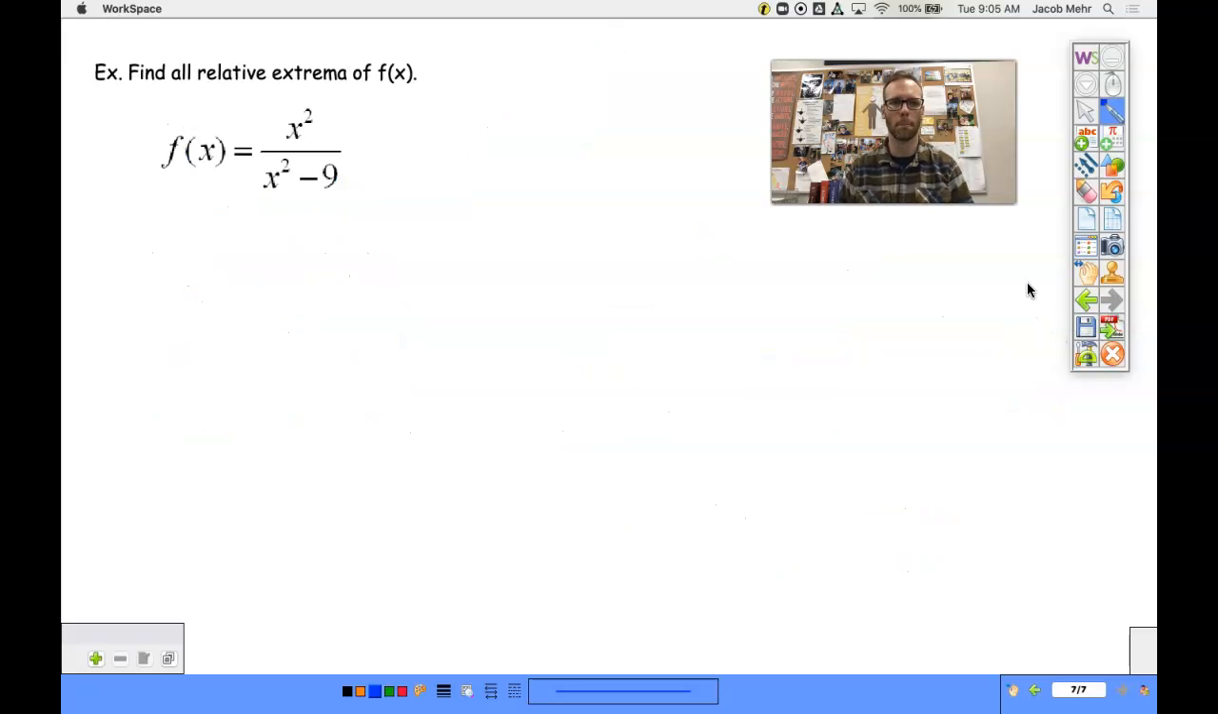Let's look at one more. Find all extrema for x squared over x squared minus 9.